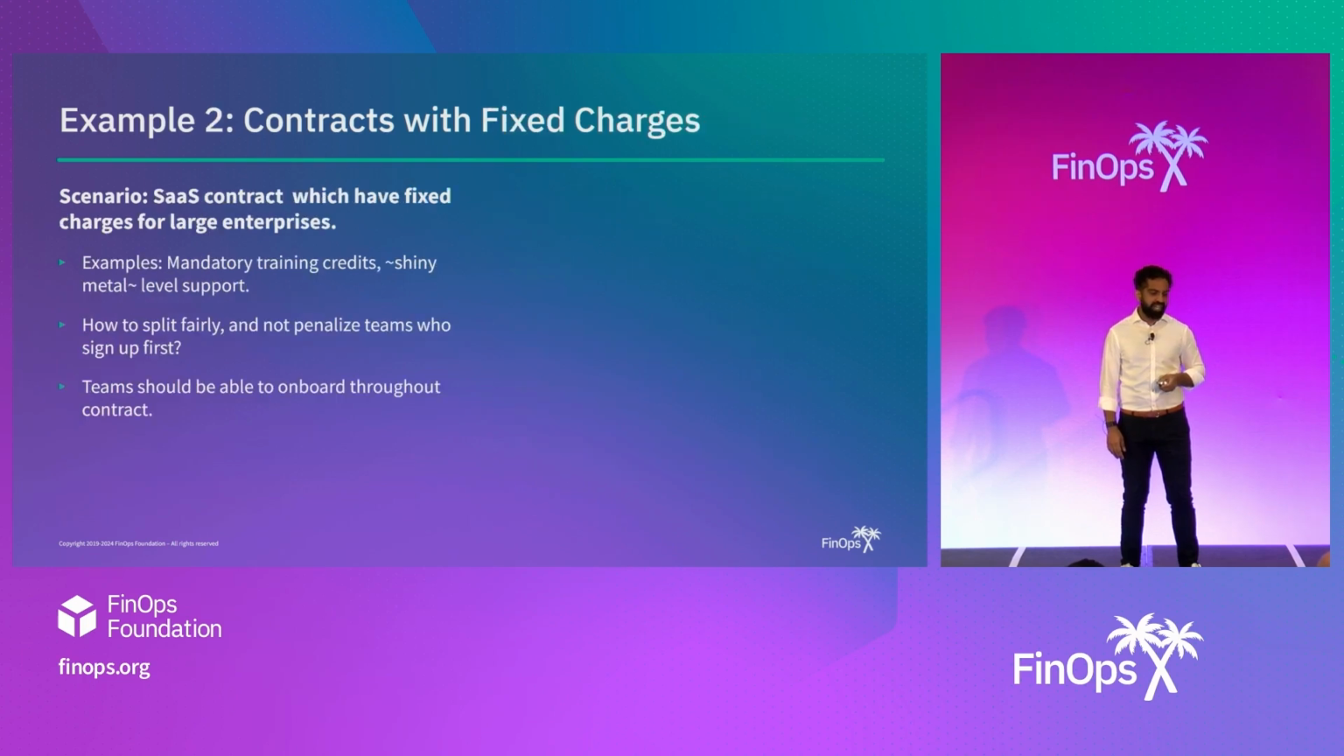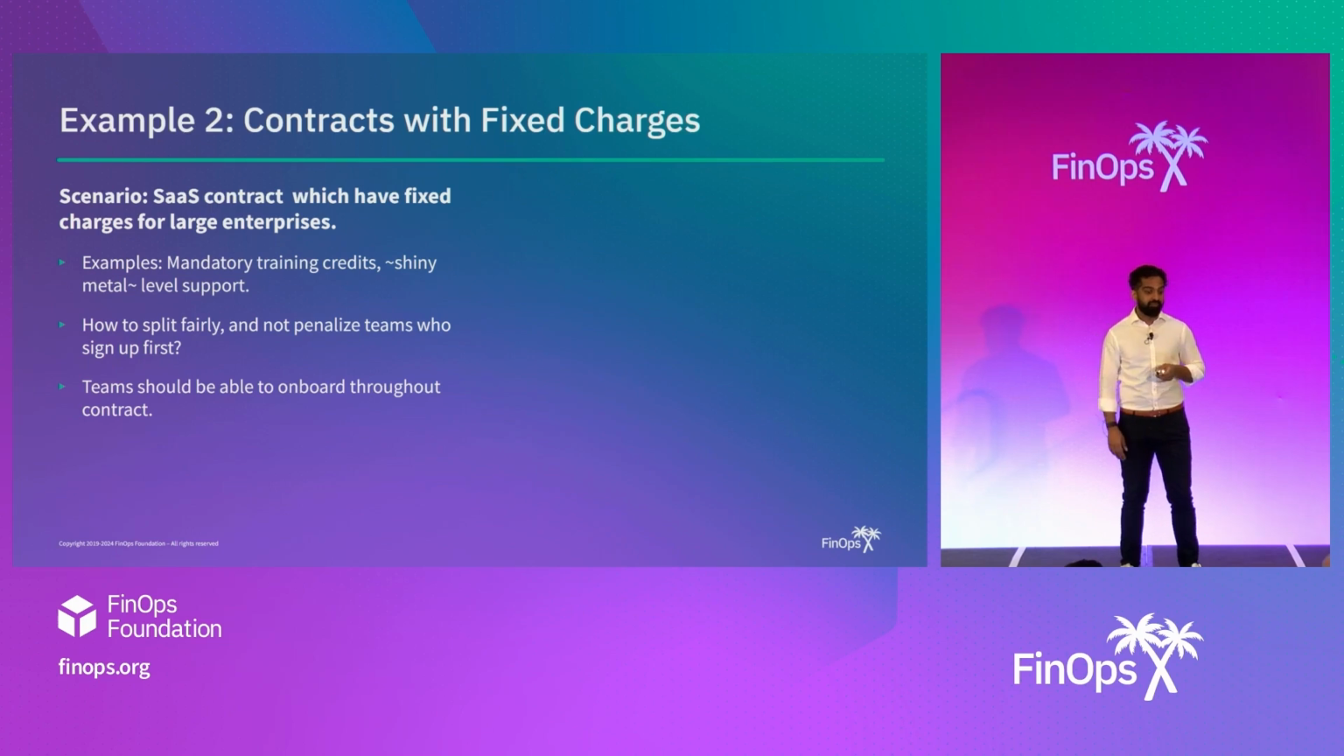The second example I have is contracts with fixed charges. And this is one of my favorites. The example is, a SaaS contract for large enterprises often is not just pay as you go, right? It's not the, hey, use a credit, you charge $1. There's also these things, right? There's like the mandatory training credits. Who's it mandatory for? Why is it $100,000?